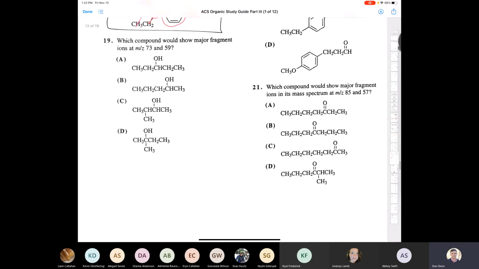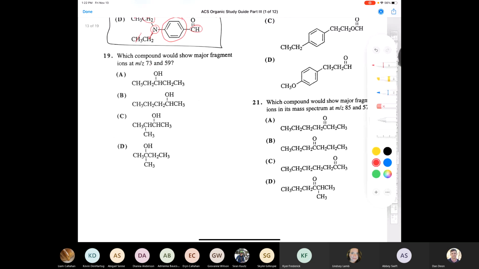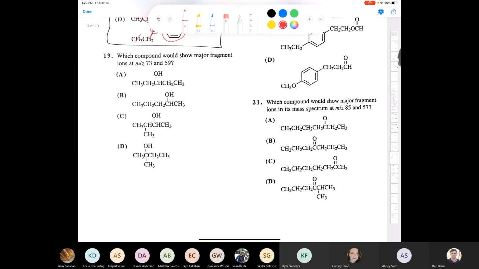Let's try a problem that deals with mass spec. Question 19 says, which compound would show major fragment ions at a mass over charge of 73 and 59? I'm going to give you a second to take a look at this one.